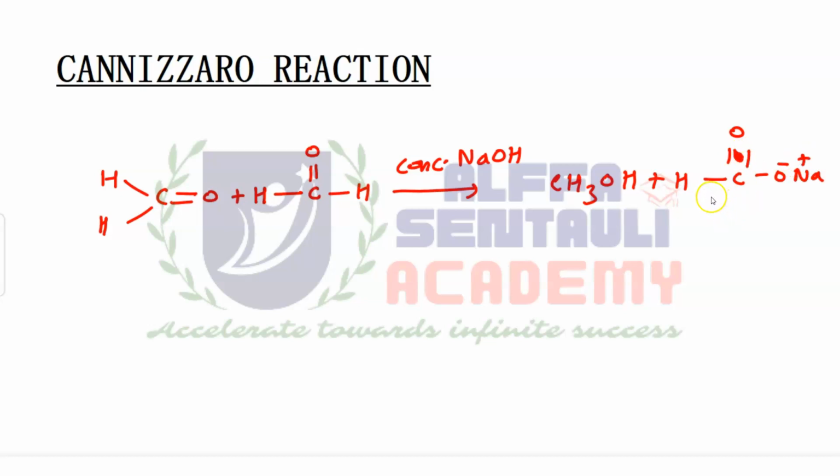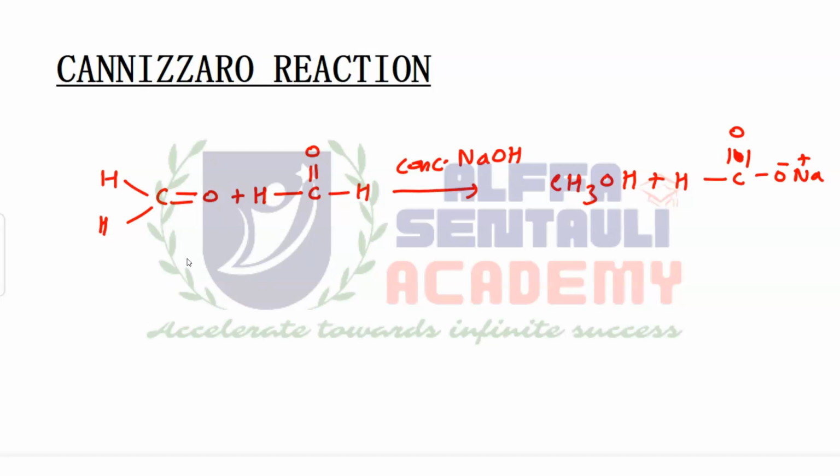Yes, sir. How is this happening? Because it does not have any alpha hydrogen. If it had alpha hydrogen, then what should you get? You should get a compound containing both alcohol and carbonyl group. But in the Cannizzaro reaction, what is happening? We are not taking any compound which has alpha hydrogen, so they cannot undergo the Aldol condensation reaction.